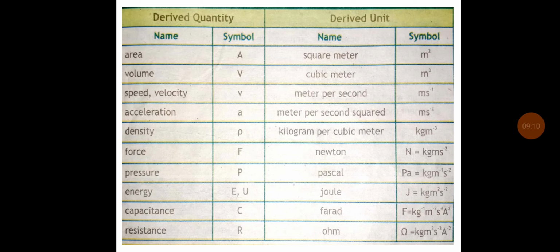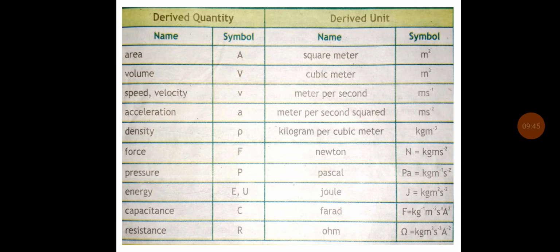Next is density, represented by rho. Unit is kilogram per cubic meter. Next is force, represented by capital F. Unit is Newton, again represented by capital N, and value is kilogram meter per second square. Next is pressure, represented by capital P. Unit is Pascal. Next is energy, represented by capital E. Unit is joule, represented by capital J, and it has its own value.